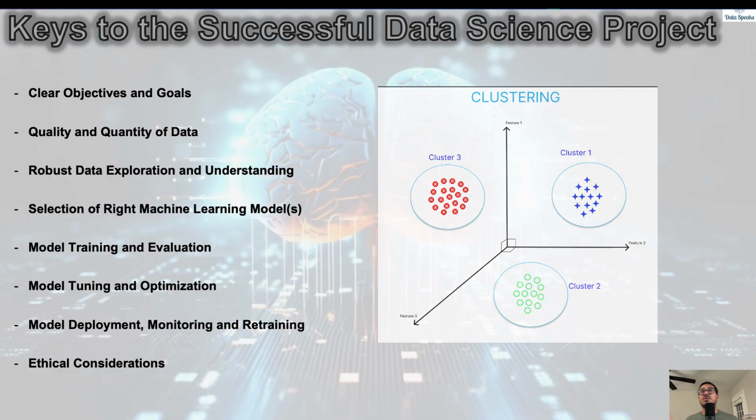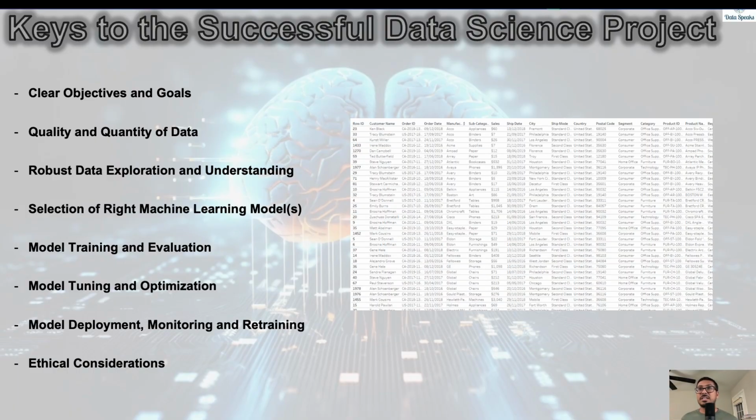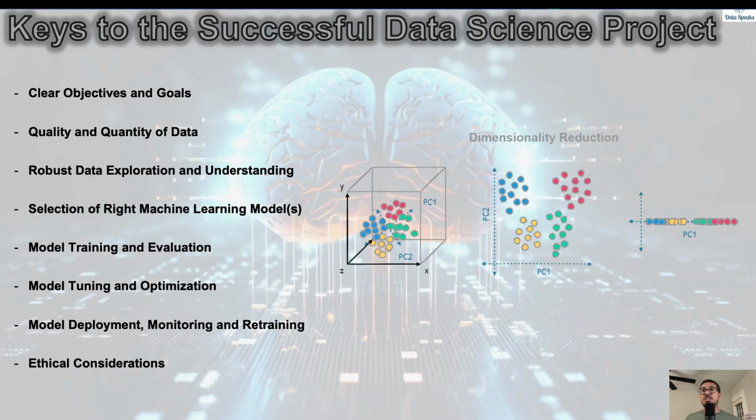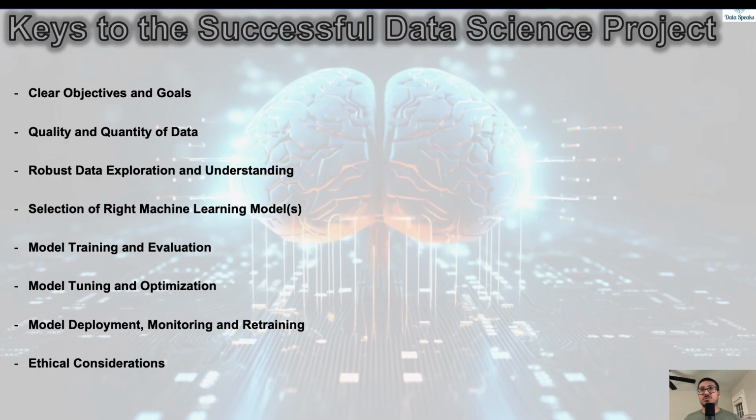If you're trying to reduce the dimensionality of the data, or reduce the dimensions without losing much of the information, then you need to choose the right dimensionality reduction techniques, for example, principal component analysis, and so on. So you need to first understand what problem you are trying to solve, and next, after understanding the data, you have to understand what is the right machine learning model, or what are the right machine learning models, that will help you to solve a specific problem.